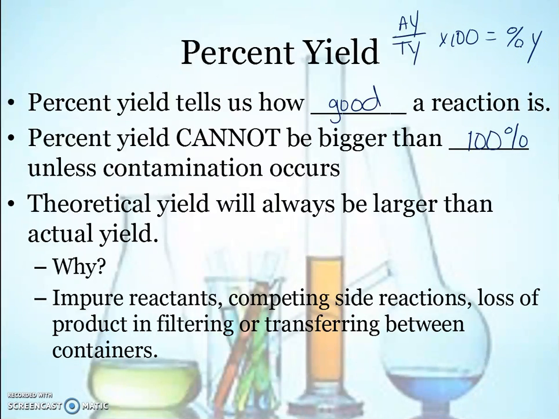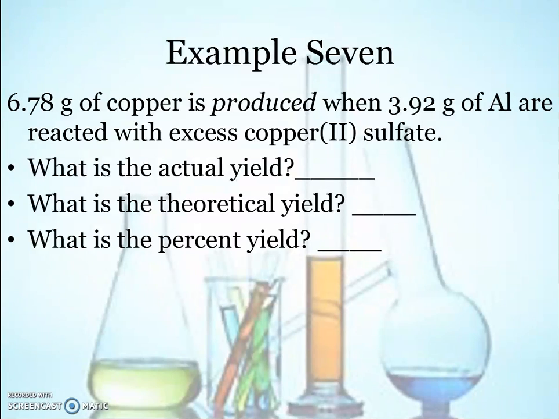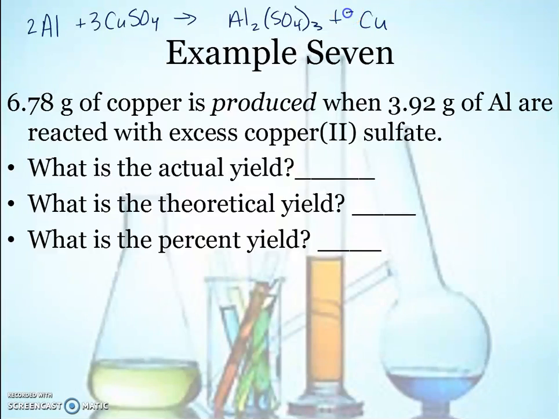All right, so here we have 6.78 grams of copper is produced when 3.92 grams of aluminum are reacted with excess copper. So we've got aluminum and excess copper(II) sulfate, and it's a single replacement reaction. So we have Al plus CuSO4 giving Al2(SO4)3 plus Cu, and then we balance it. This gives us 2, this gives us 3, and this gives us 3.